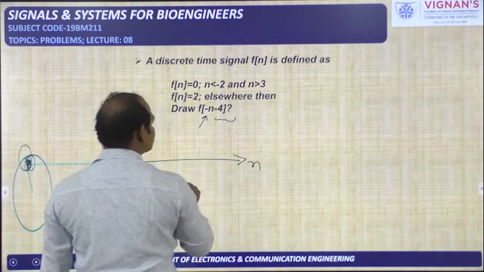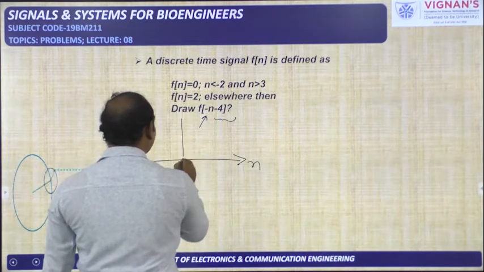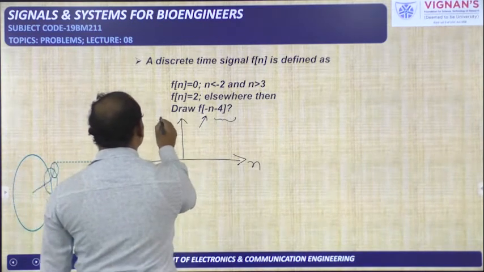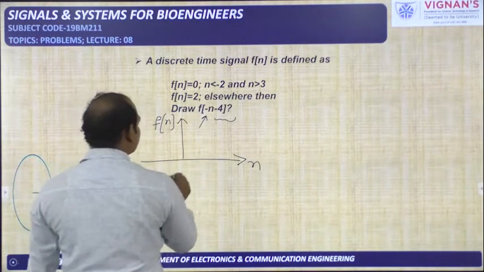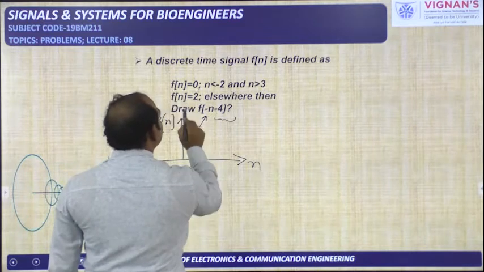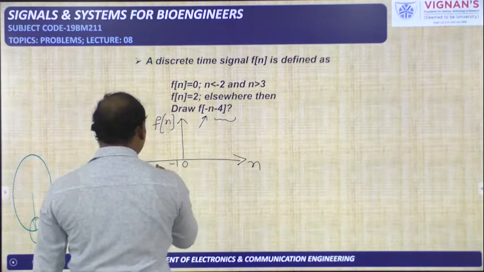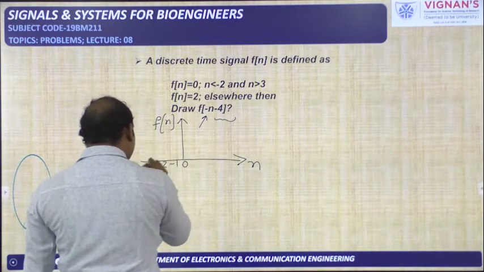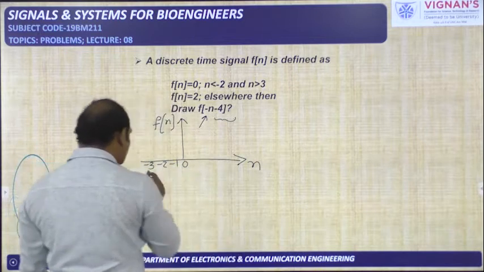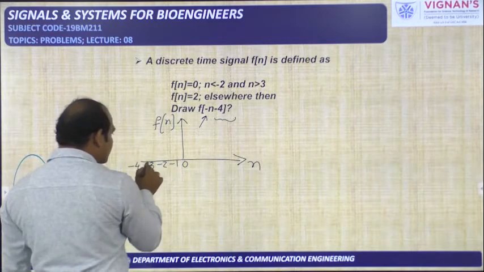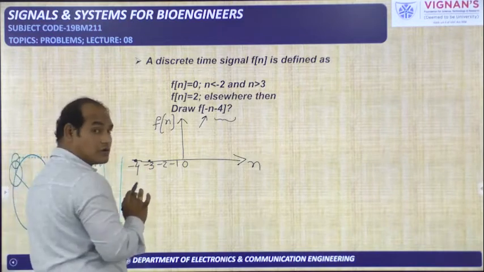This is a discrete time signal, so the independent variable is represented with n, and n will take only integer values. So this is f[n], and this n should be represented in square brackets. f[n] is equal to 0 when n is less than minus 2. They have given n is less than minus 2, not less than or equal to, so you should take zeros from minus 3 onwards to the left side. Like this you have to take.